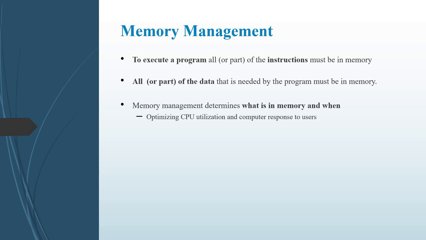All the time, all the data can't be available and ready to use, right? So when is the data going to be available in memory, and what kind of data is going to be available in main memory? Because of that, we are optimizing the CPU utilization as well as the computer's response to users.